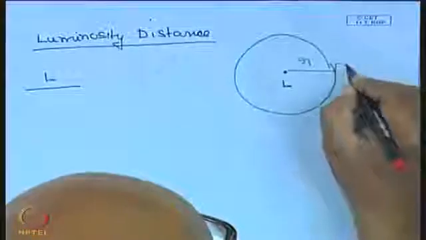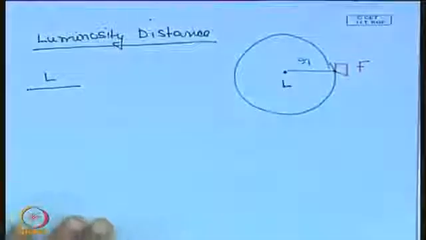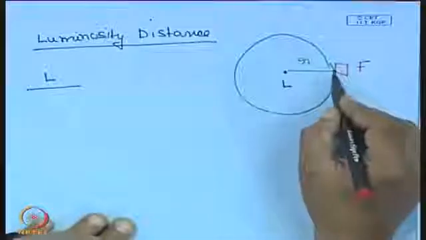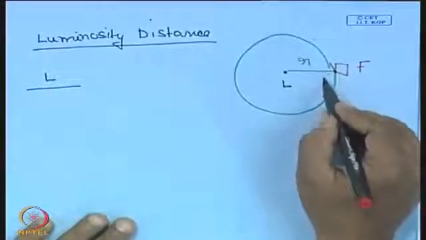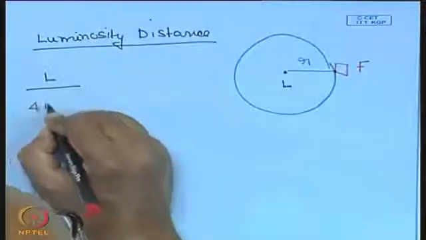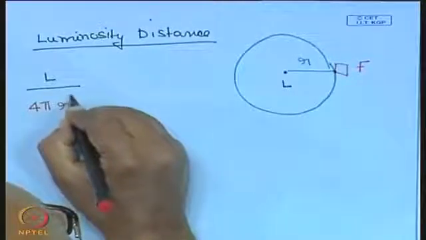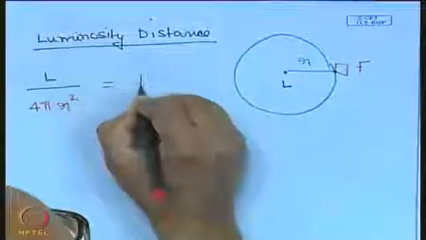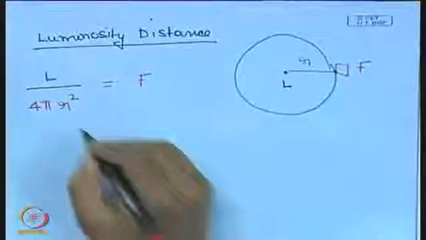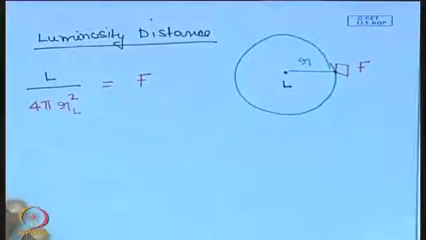What I can measure is the flux F. Luminosity is the energy that is emitted per unit second. The flux is the energy that I receive per unit area per unit time, and we know that these two are related as L over 4 pi r squared is equal to the flux. So, the r that occurs over here is the luminosity distance, it is called r, with a subscript L.